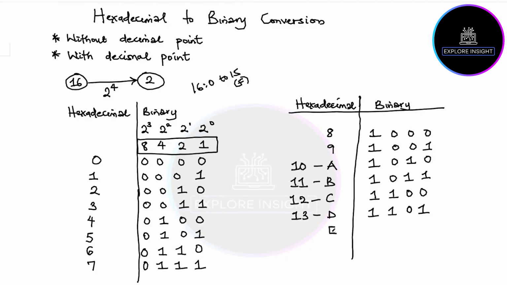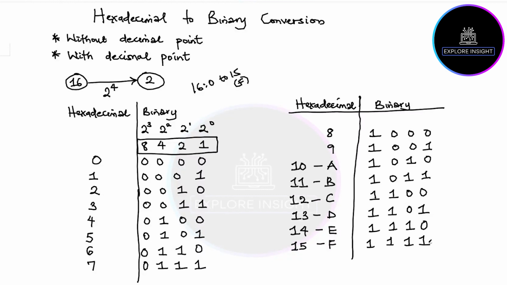What about E, which represents 14? We are going to have a sum of 8, 4, and 2, so we have 1, 1, 1, 0. And lastly, F, which represents 15. If we sum this up, it will give us a total of 15, so everything there will be turned on.